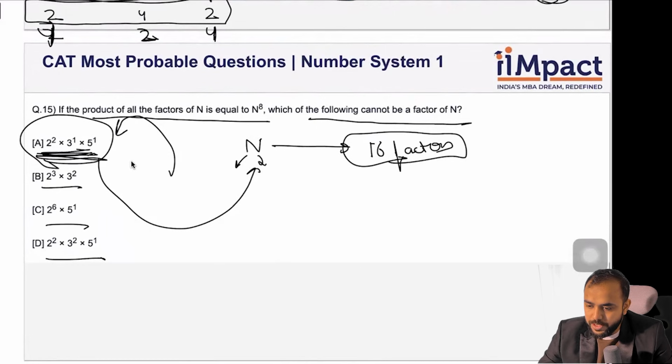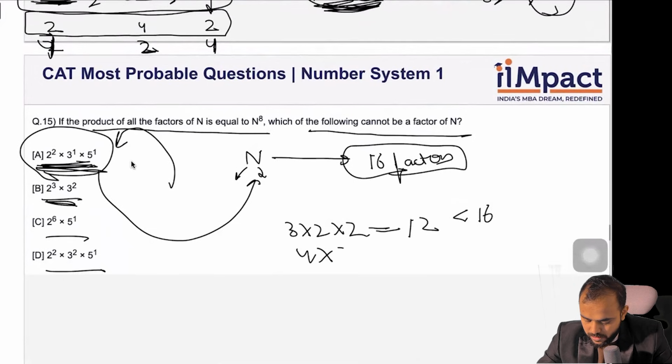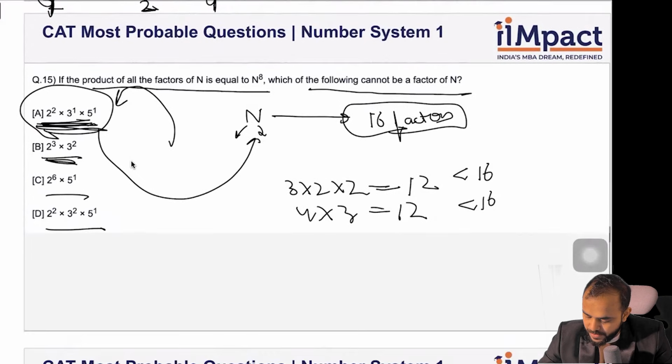2 square into 3 to the power 1 into 5 to the power 1 will have 3 into 2 into 2, that is 12 factors. So this is okay. This is less than 16. This is 4 into 3, that is again 12. I am okay with this. This is less than 16. This is 7 into 2, that is 14, which is again less than 16.